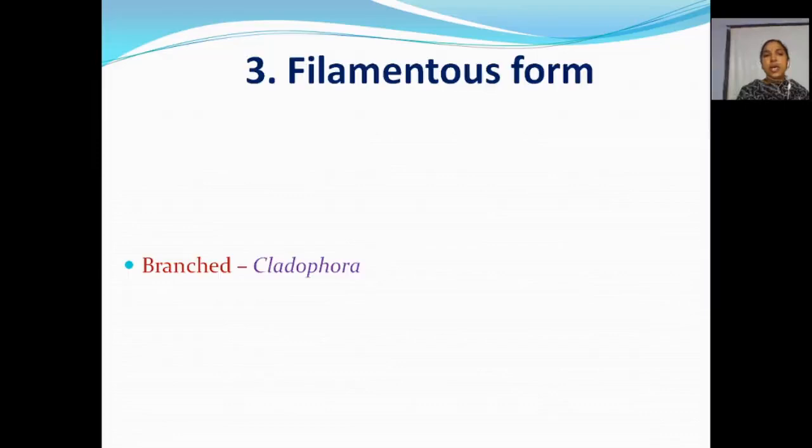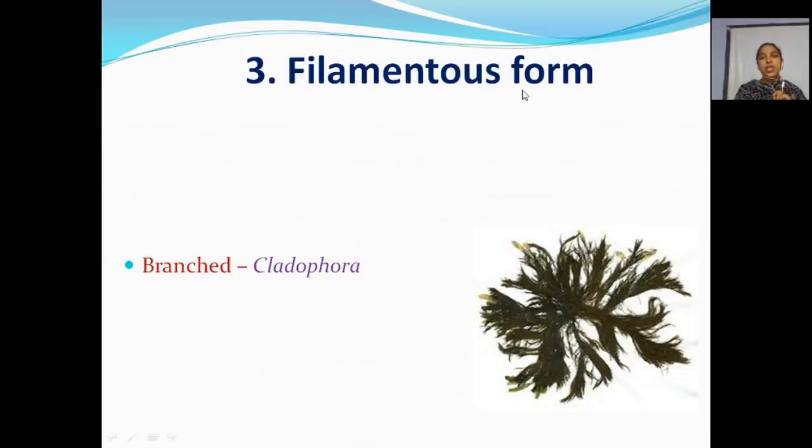Then next is branched filaments. Filaments are, first you studied uniseriate, then many cells arranged side by side, that is multiseriate. Then filaments may be branched, example is Cladophora. This also you have to study. See, many small branches. This is a habitat actually. This is not the microscopic view. So many cells are branched in Cladophora.